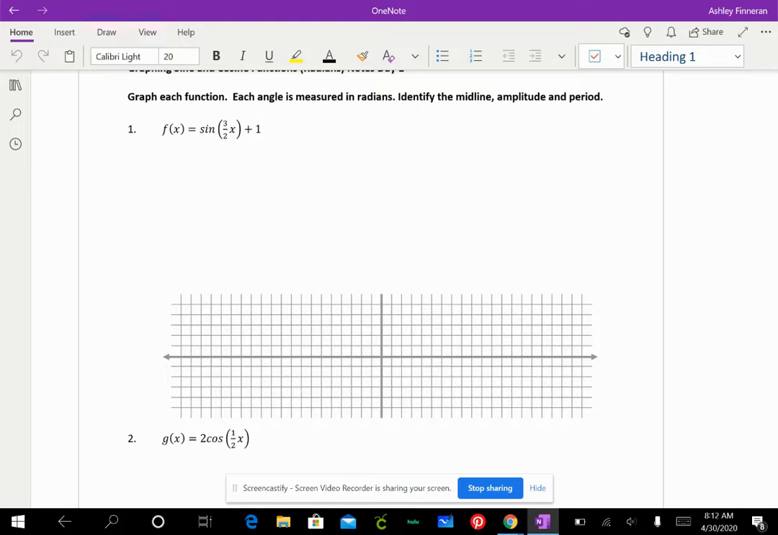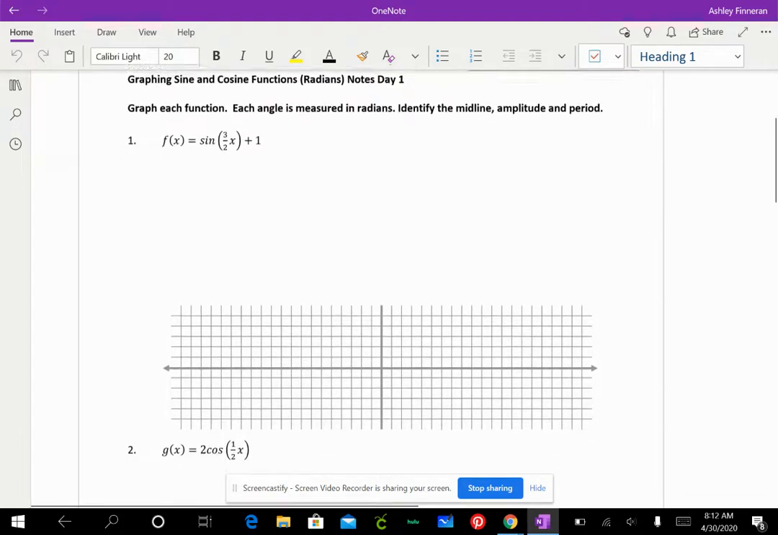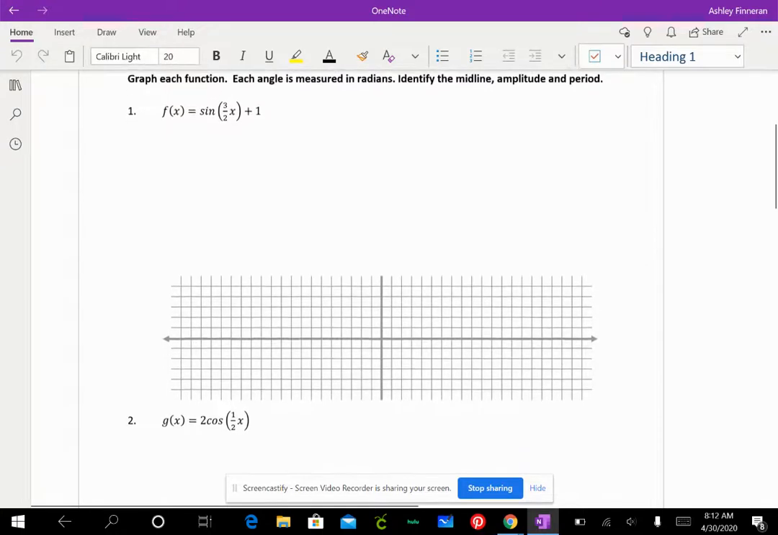That's why it's beeping. All right, so in the directions for today's notes, it actually says to identify the midline, amplitude, and period. I think identifying those first will help you more accurately graph. And then we just have to remember that instead of the typical period being 360 degrees, we now just have to switch to the same measurement in radians, which would be 2 pi radians.